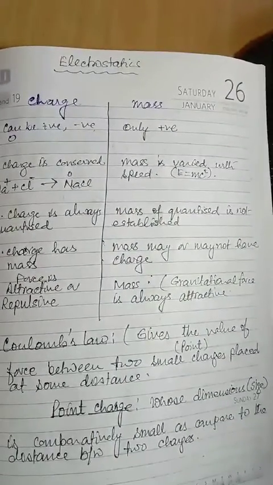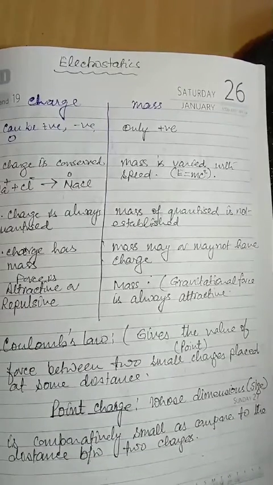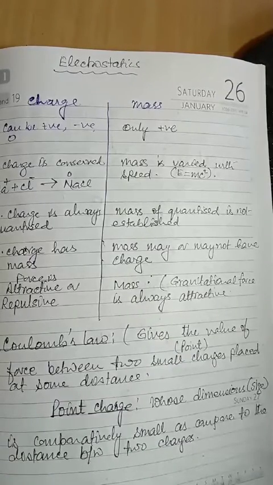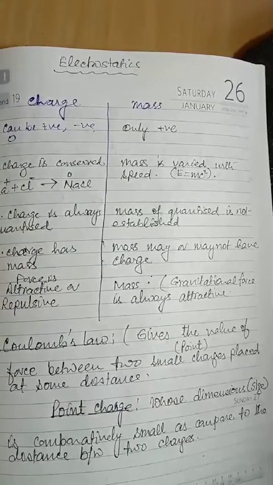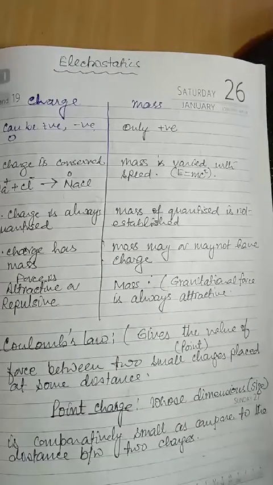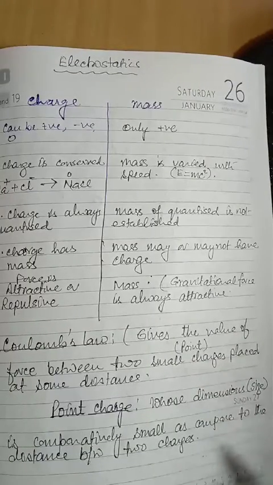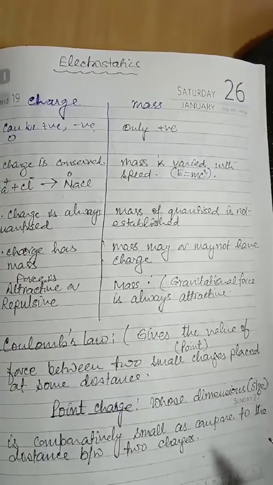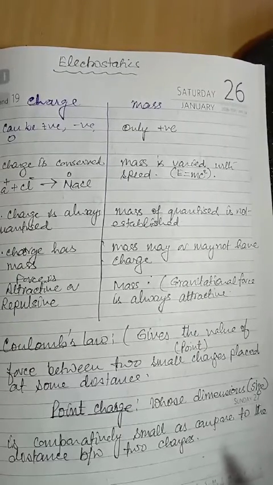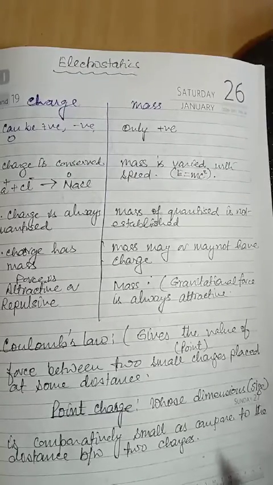So, students, today we will take the difference between charge and mass in the chapter of electrostatics. As we know, charge can be positive, negative, and zero, whereas mass is always positive. We cannot say that minus 5 kg weight is there. And the other one is, mass is variable, means mass can be changed into energy, but charge is always conserved.